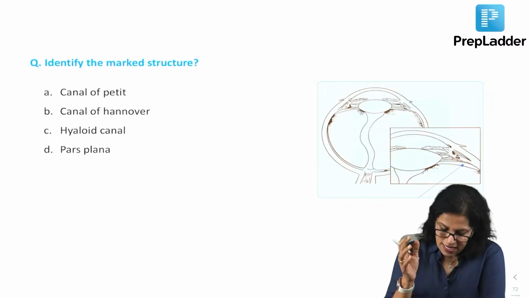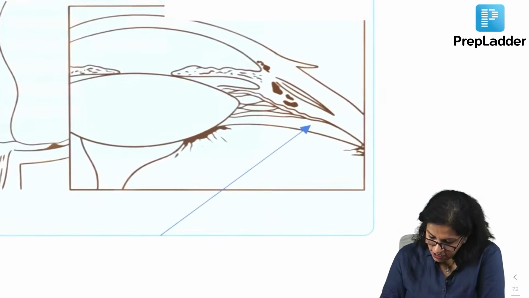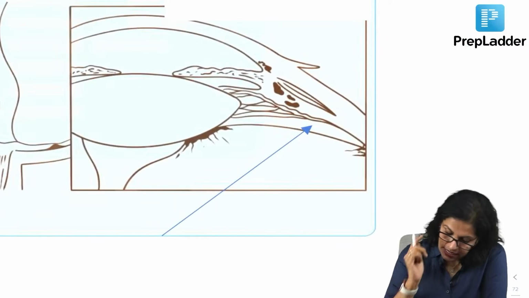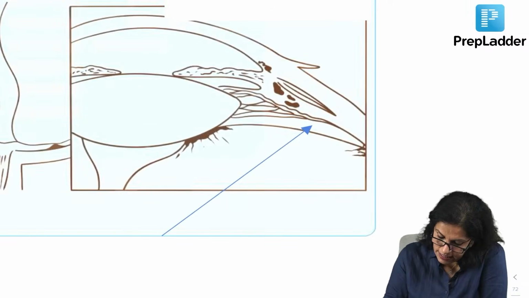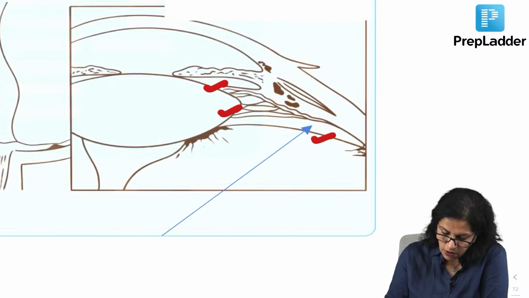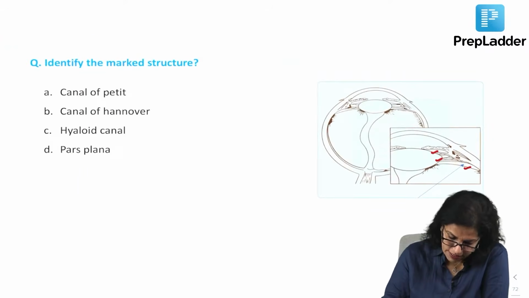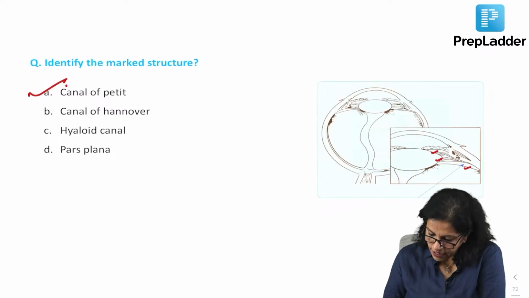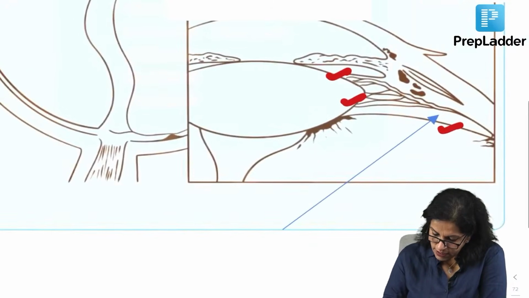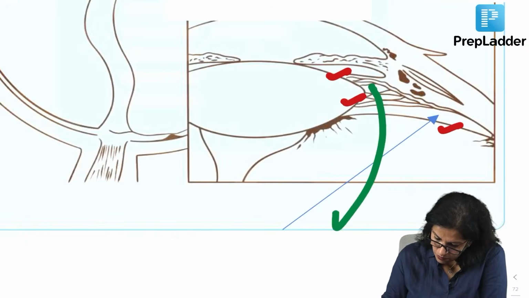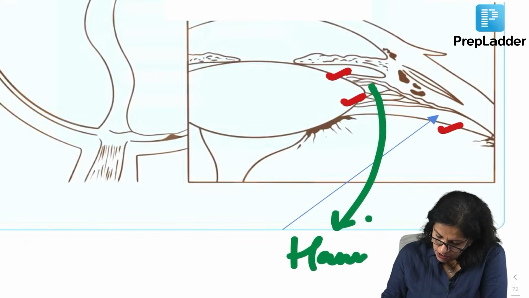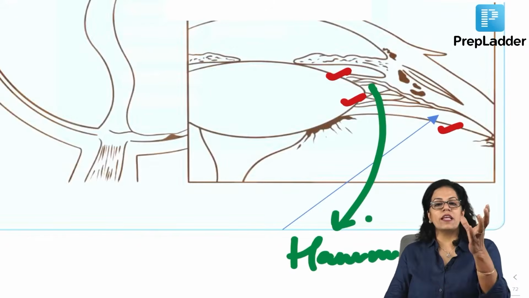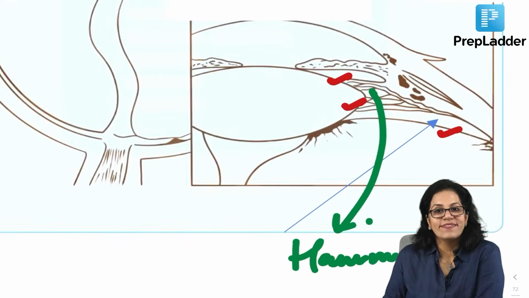Anyway, what is this? So, this was a marked structure here. The arrow is showing you a space. So, if this is the lens and this is the iris, this is the pre-equatorial zonule, this is the post, and this is the hyaloid. Any space between the post and the hyaloid, this is what is called, yes, the canal of Petit. And what is the canal of Hannover? Can we mark it here? This one. This space I am marking in green. So, this space between pre and post is the canal of Hannover. Pre-equatorial and post-equatorial zonule. Okay.